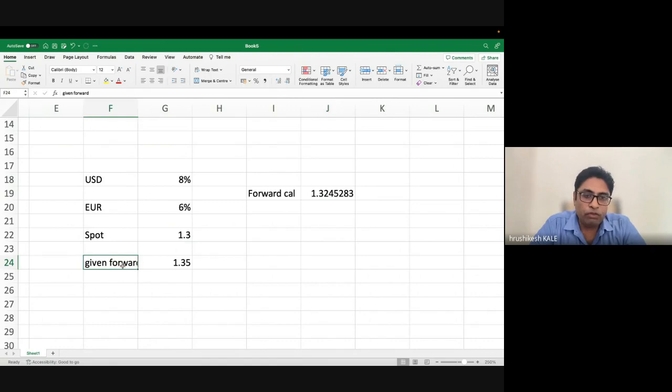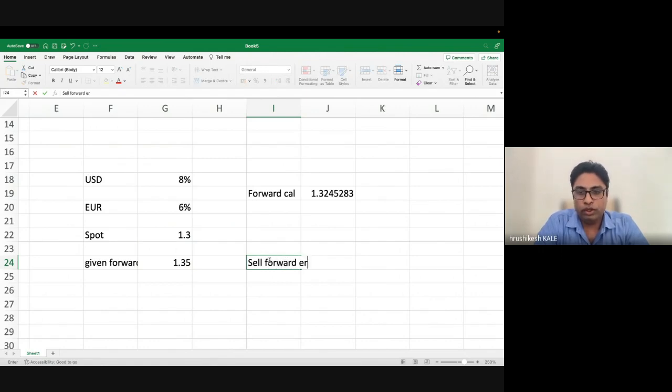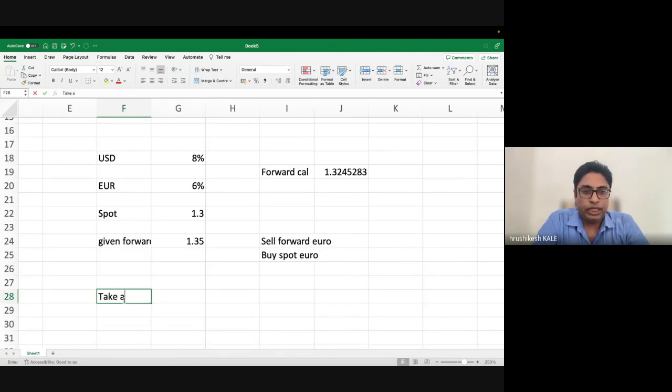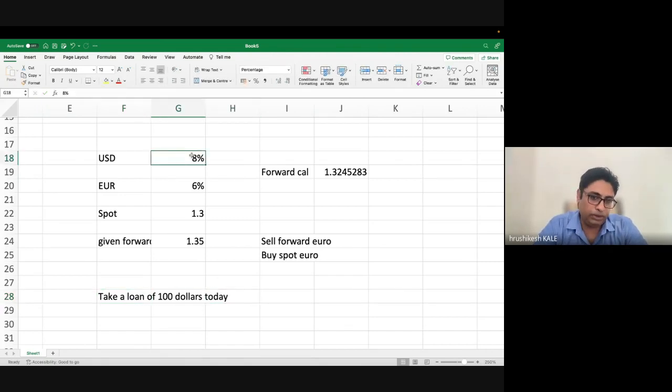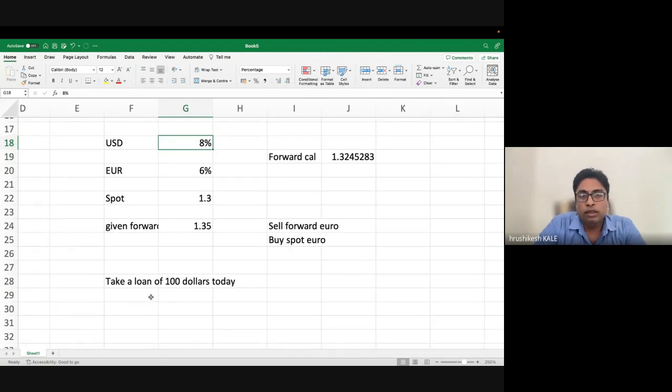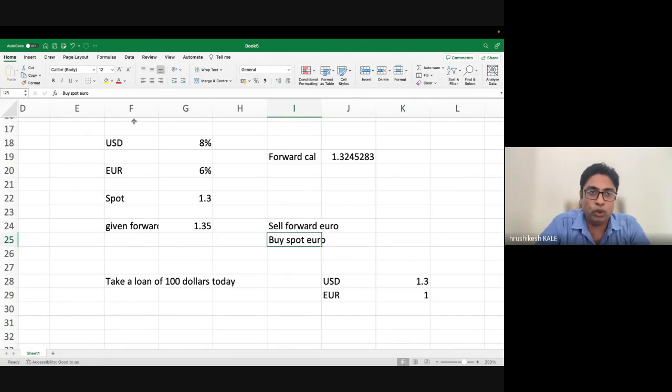Now the given forward rate is higher, so you sell forward euro and buy spot euro. So how to do it? Take a loan of $100. If you take the loan, you will get it at 8%. Now, the spot rate, let's write it down. USD upon EUR is 1.3:1.